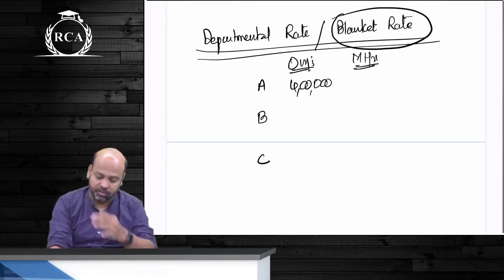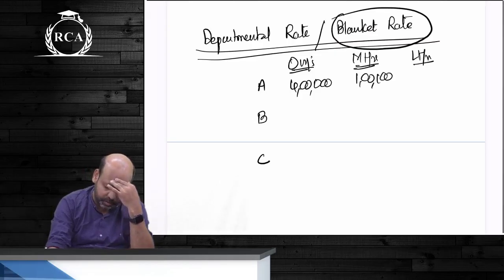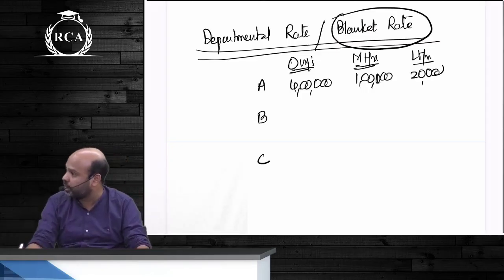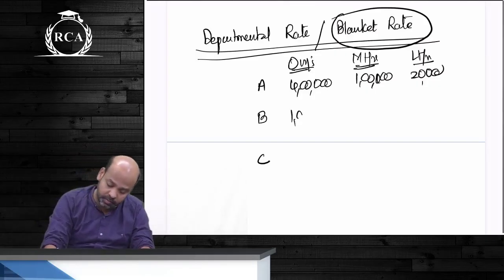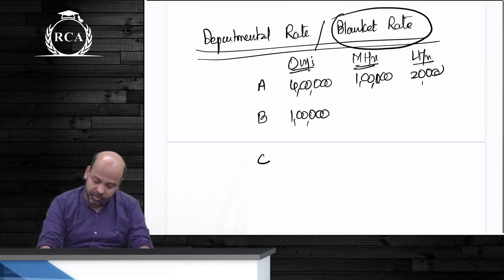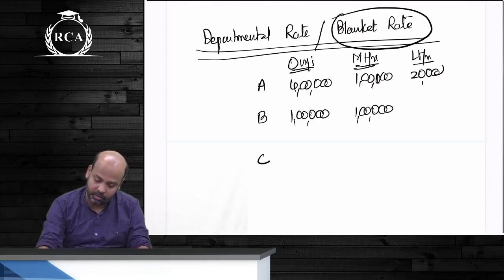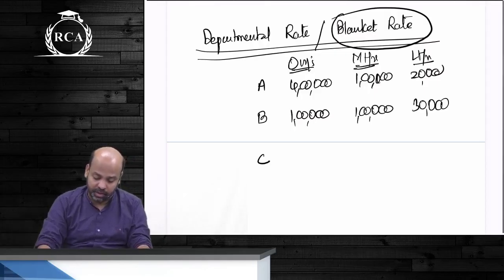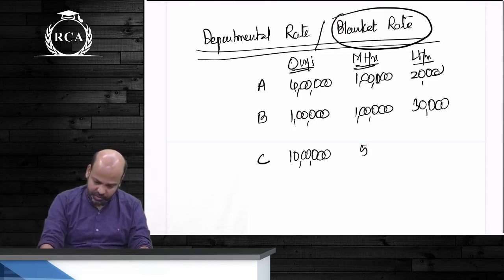Let's say that the number of machine hours in the first department are 1 lakh. The number of labor hours in the first department are 20,000. Machine intensive work. All right. The total overheads of department B are 1 lakh. The number of machine hours again are 1 lakh, and the number of labor hours are also some 30,000. The total amount of overheads in the third department are 10 lakhs. Number of machine hours 50,000. Number of labor hours are, let's say, 1 lakh.